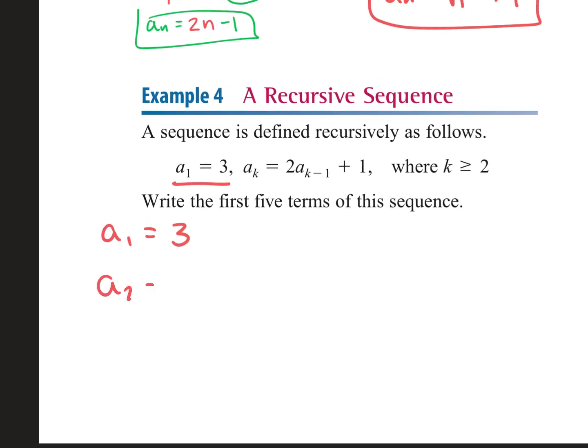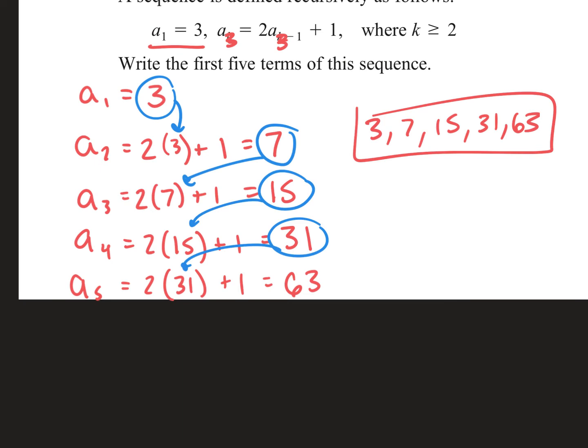Now a sub 2, I plug in 2 into k. So K equals N. Or is it opposite? Any questions here?